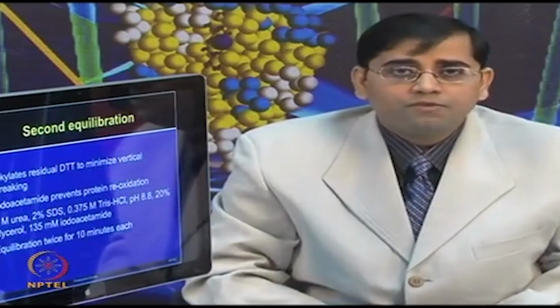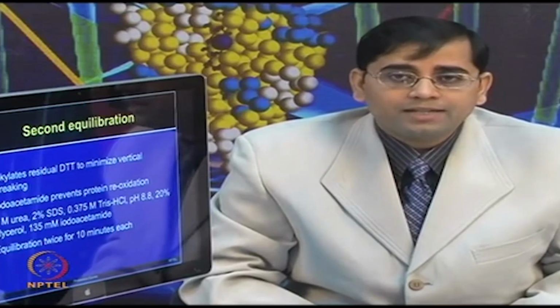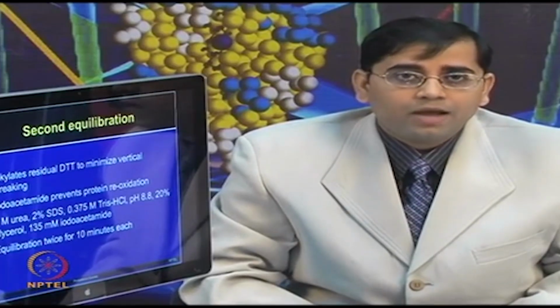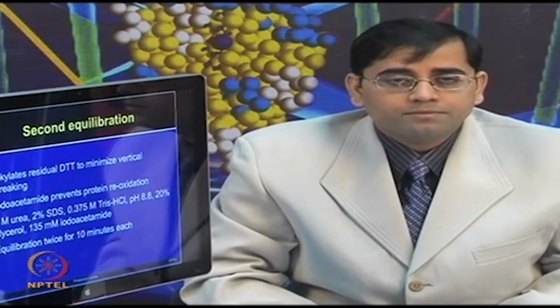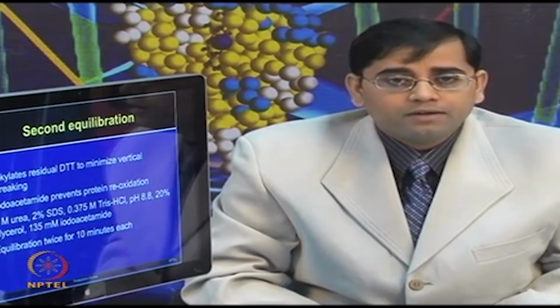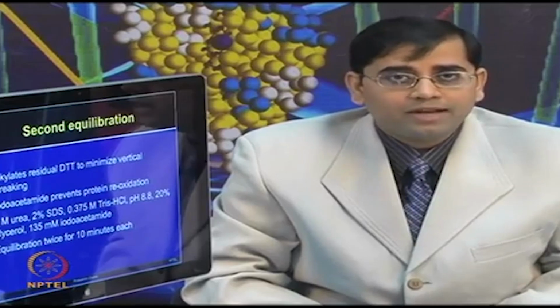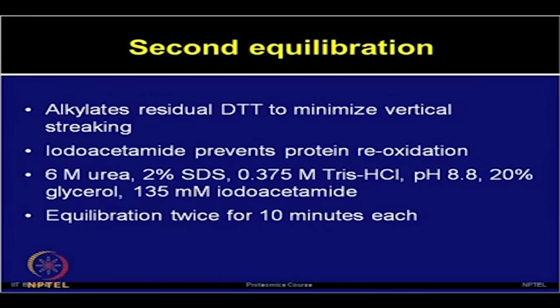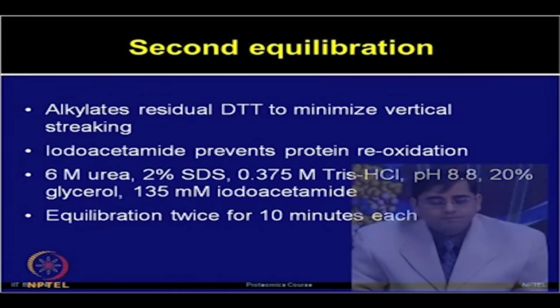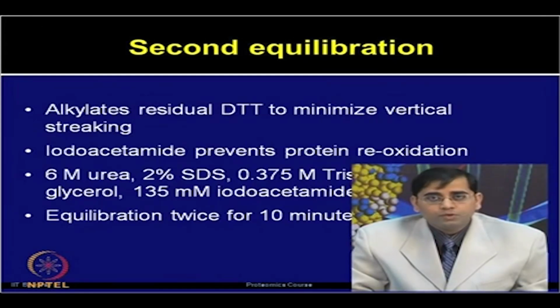Now, once you have done the first equilibration, you need to remove that solution and add a new buffer for the second equilibration. This buffer recipe is also exactly similar to the last one, except one change. DTT is replaced with iodoacetamide. So, you can add 135 millimolar of iodoacetamide during the second equilibration step.